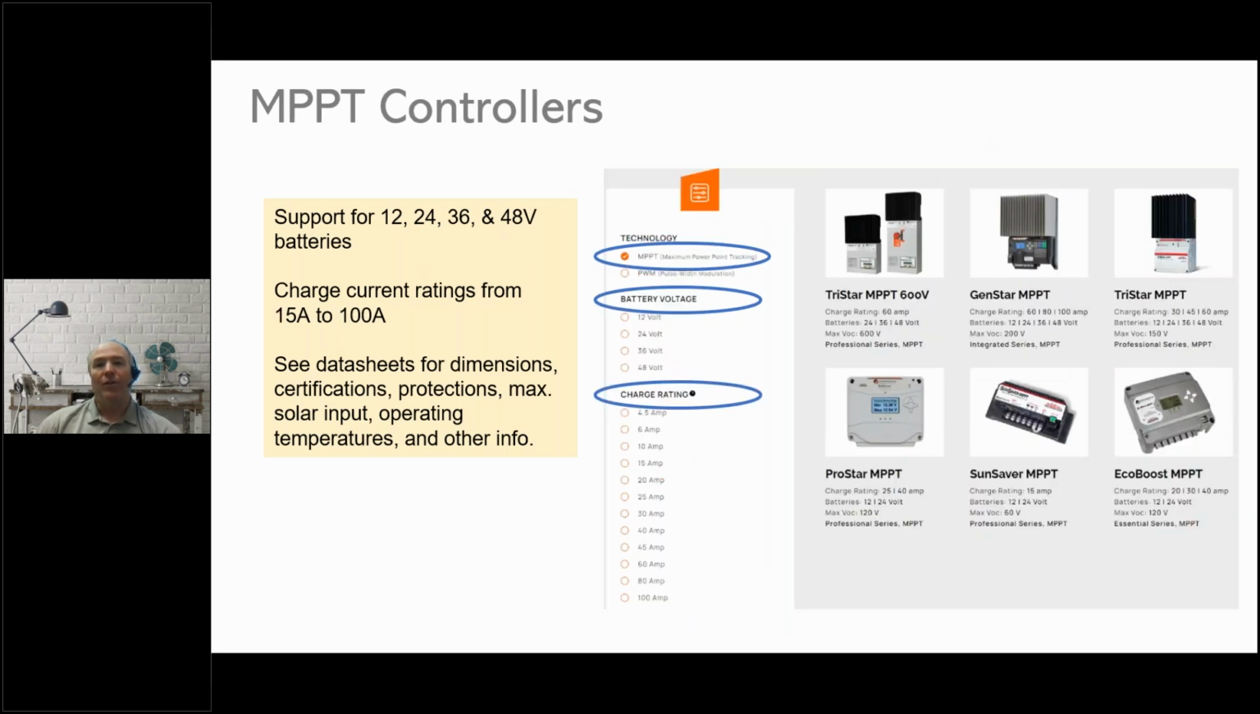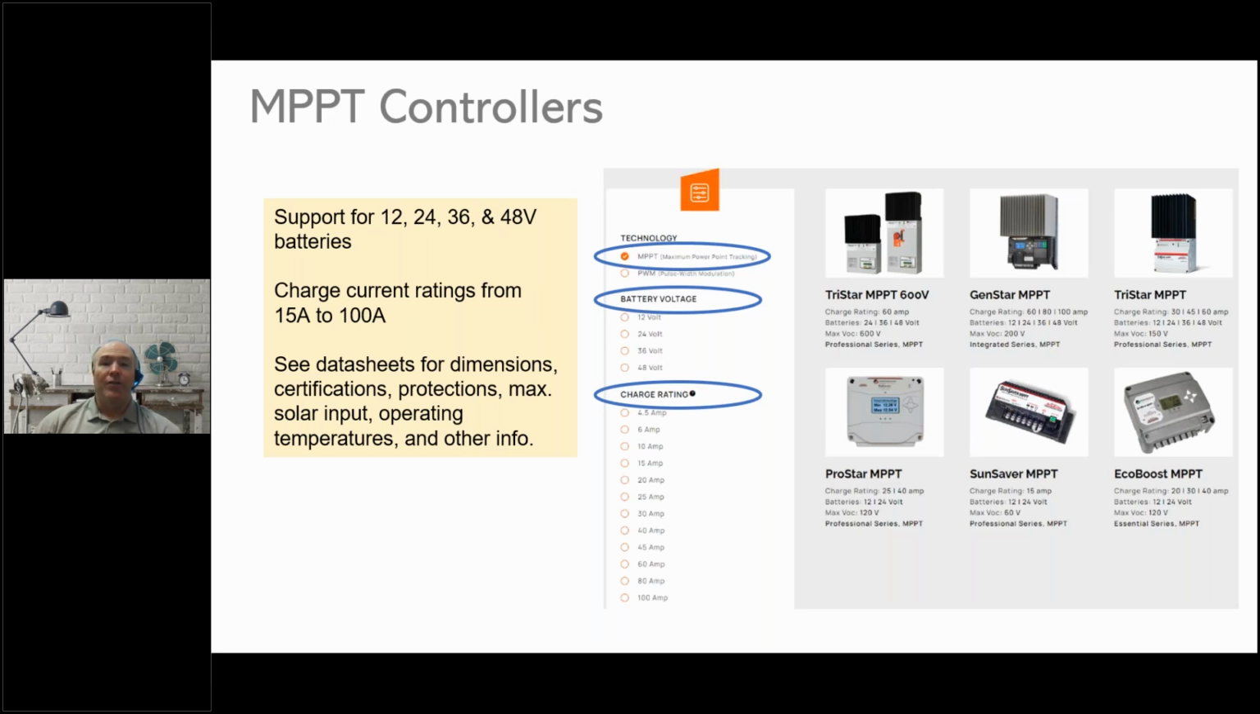If, on the other hand, you're considering MPPT controllers, you would just click on MPPT underneath Technology. Then you can filter further by battery voltage and charge current ratings. On the right, you will see all of the available charge controllers that match your filter choice. And if you're in the US or Canada, you would want to click on any of the integrated or professional series controllers.